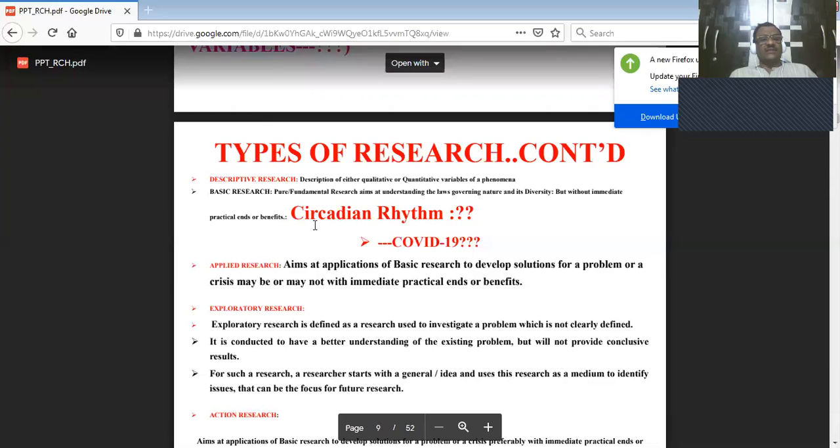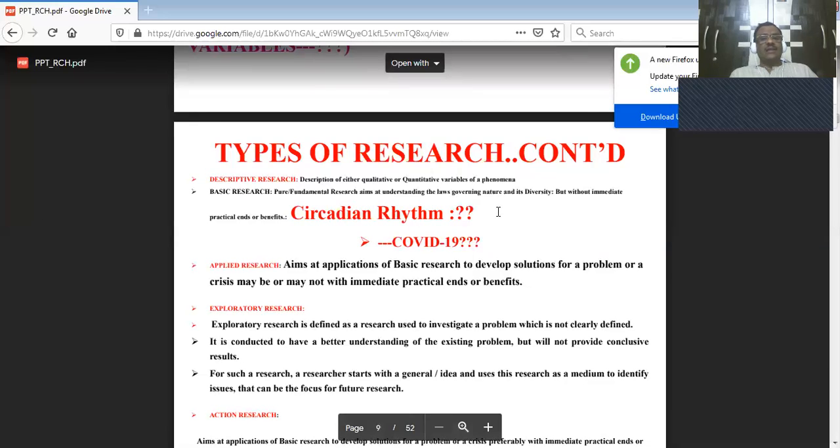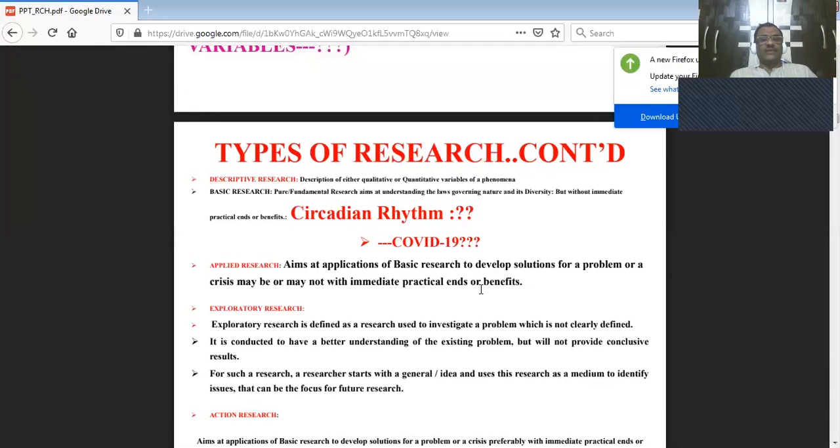Now, basic research. Basic research is all about fundamental research that aims at understanding the laws governing nature and its diversity. Nature is full of diversity. That's the reason why nature looks quite beautiful, and its beauty lies in its diversity. Therefore, if you try to understand the laws governing nature, that is going to be very basic, very much fundamental.